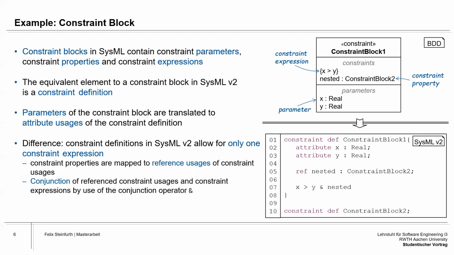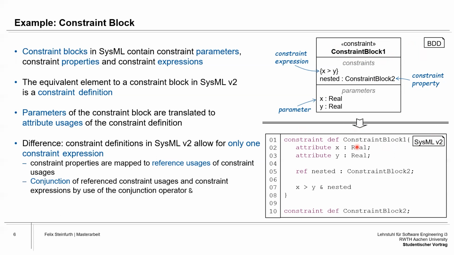Our mapping can be exemplarily shown with the constraint block element in SysML. A constraint block in SysML contains constraint parameters, constraint properties, and constraint expressions. The equivalent element to a constraint block in SysML v2 is a constraint definition, which can be seen here in the mapping of constraint block 1 to constraint definition constraint block 1.